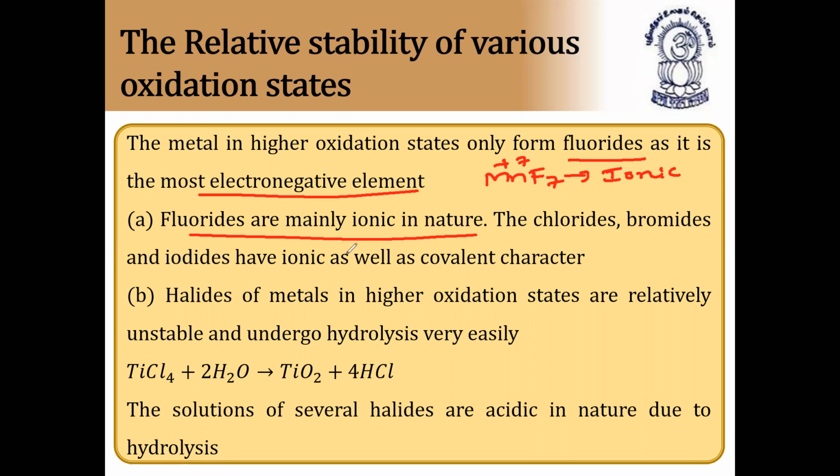The chlorides, bromides, and iodides have ionic as well as covalent character, like MnCl4, manganese tetrachloride, manganese tetrabromide, and so on. Lower oxidation states give ionic compounds, and higher oxidation states give covalent compounds. Halides of metals in higher oxidation states are relatively unstable and undergo hydrolysis very easily.